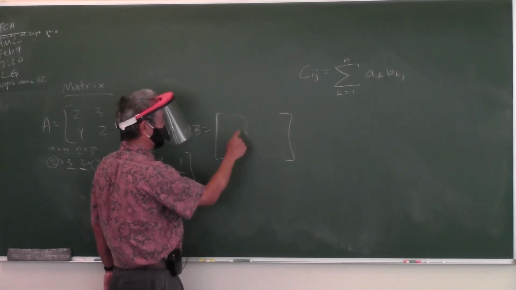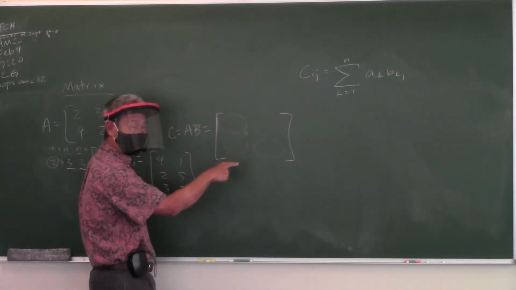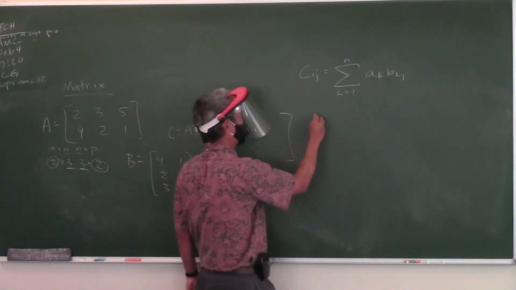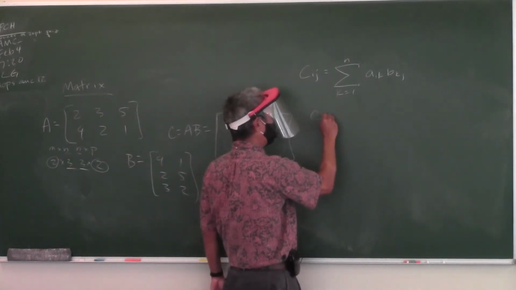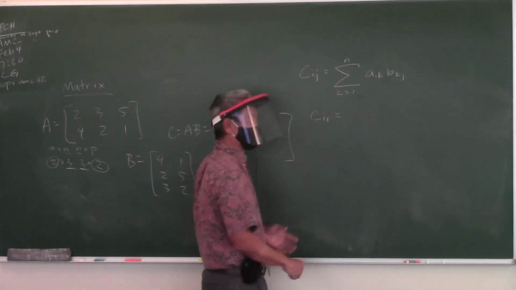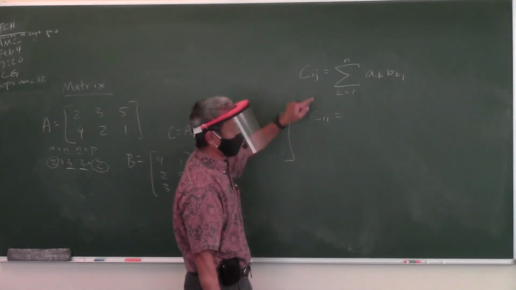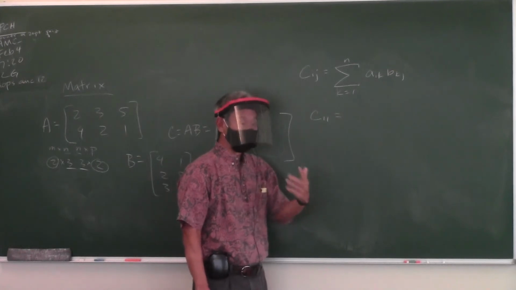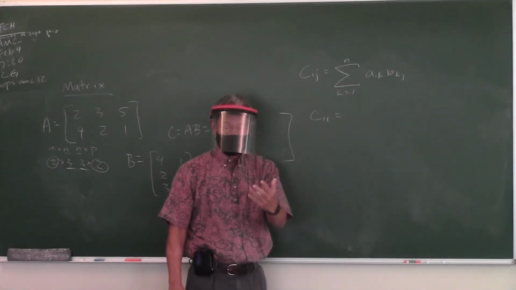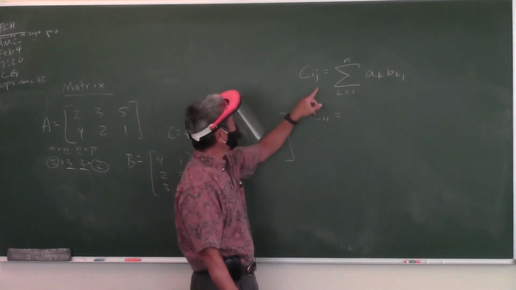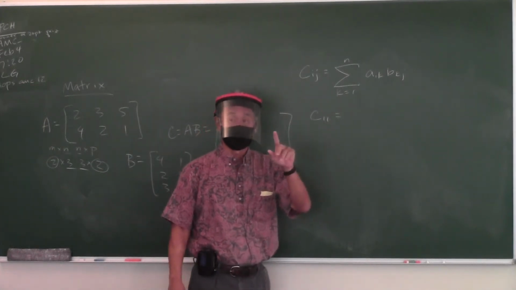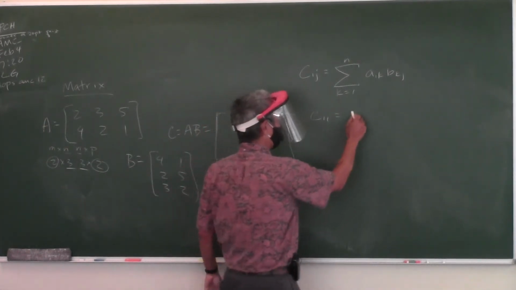1, 1. It's in the first row and the first column, right? Okay, so what I wanna do is I need to compute C11. So this is kinda like a function. So what do you think I'm going to plug in for i and j? 1 and 1. So wherever I see an i, I'm going to plug in 1. Wherever I see a j, I'm going to plug in 1. Okay, so here we go.